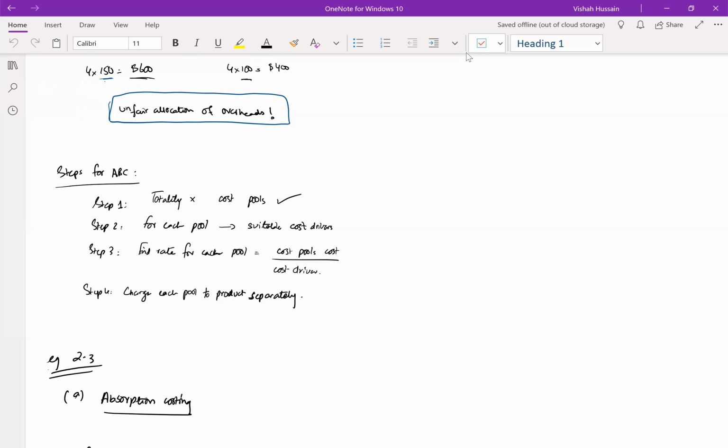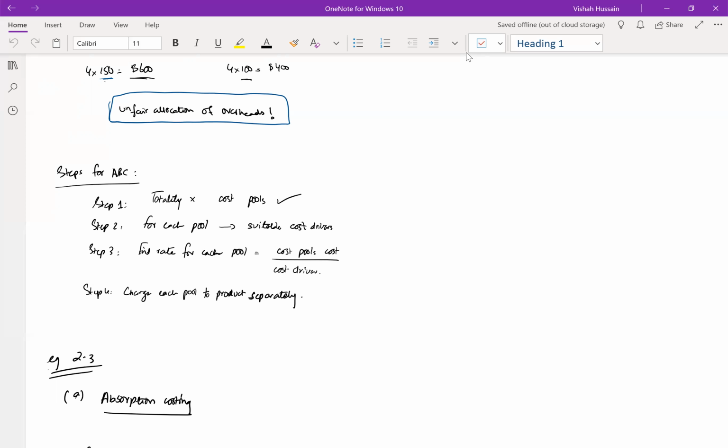But ABC says that your production department incurred an overhead, your purchasing department incurred an overhead. So you consider them separately. You consider these a cost pool. Cost pool is the area in which the cost has occurred. Okay. So if in finance department the overheads had occurred, finance department would be a separate cost pool, marketing department will be a separate cost pool, production department will be a separate cost pool, and purchasing department is going to be a separate cost pool.